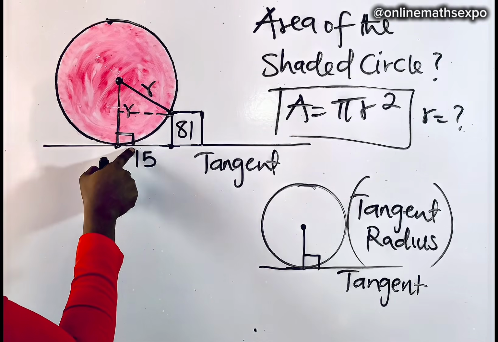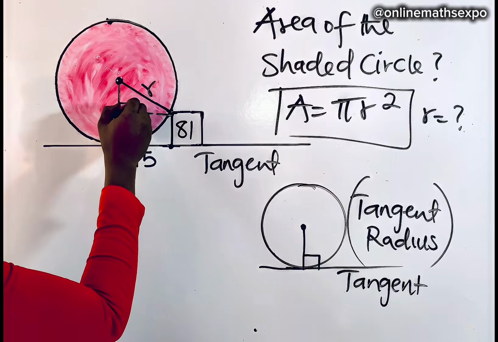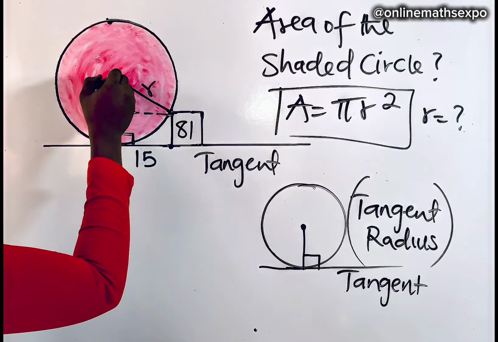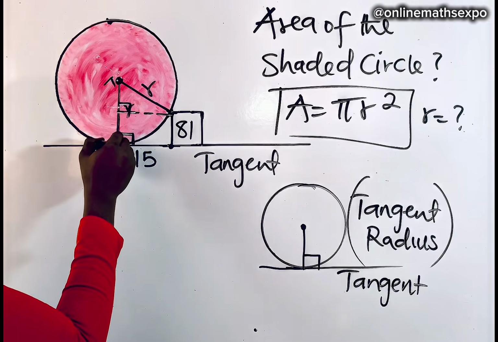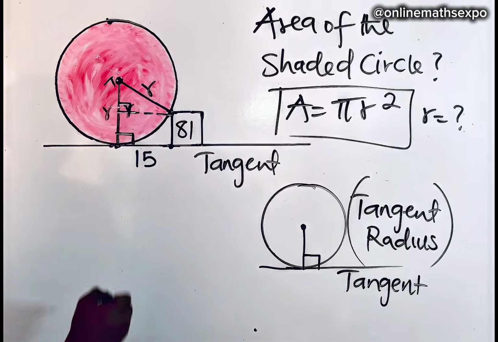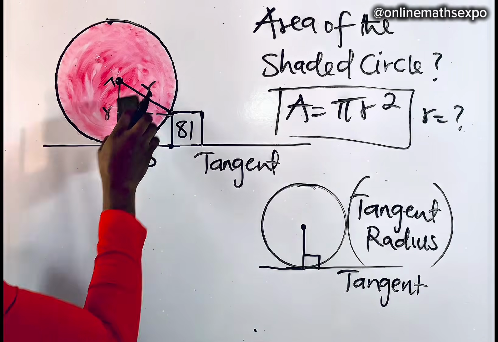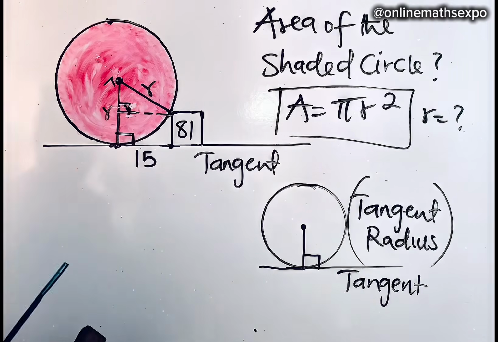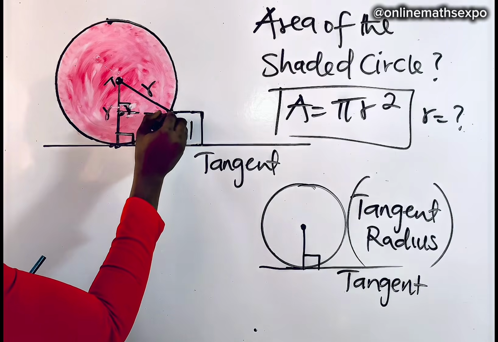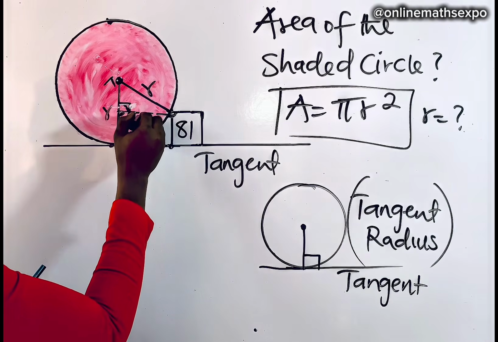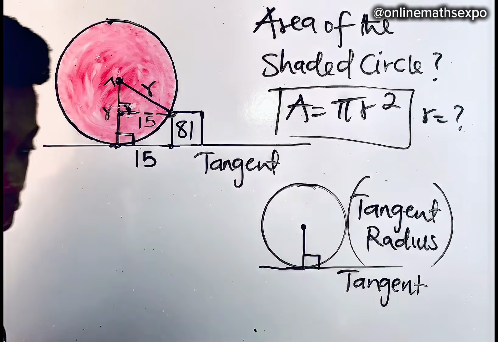Remember, this makes angle 90 here. This is also perpendicular at this point. Also remember that from here to here gives you the radius of the circle. Now, what else do we need to know? If from here to here is the same with this, it means that here is also 15 units.